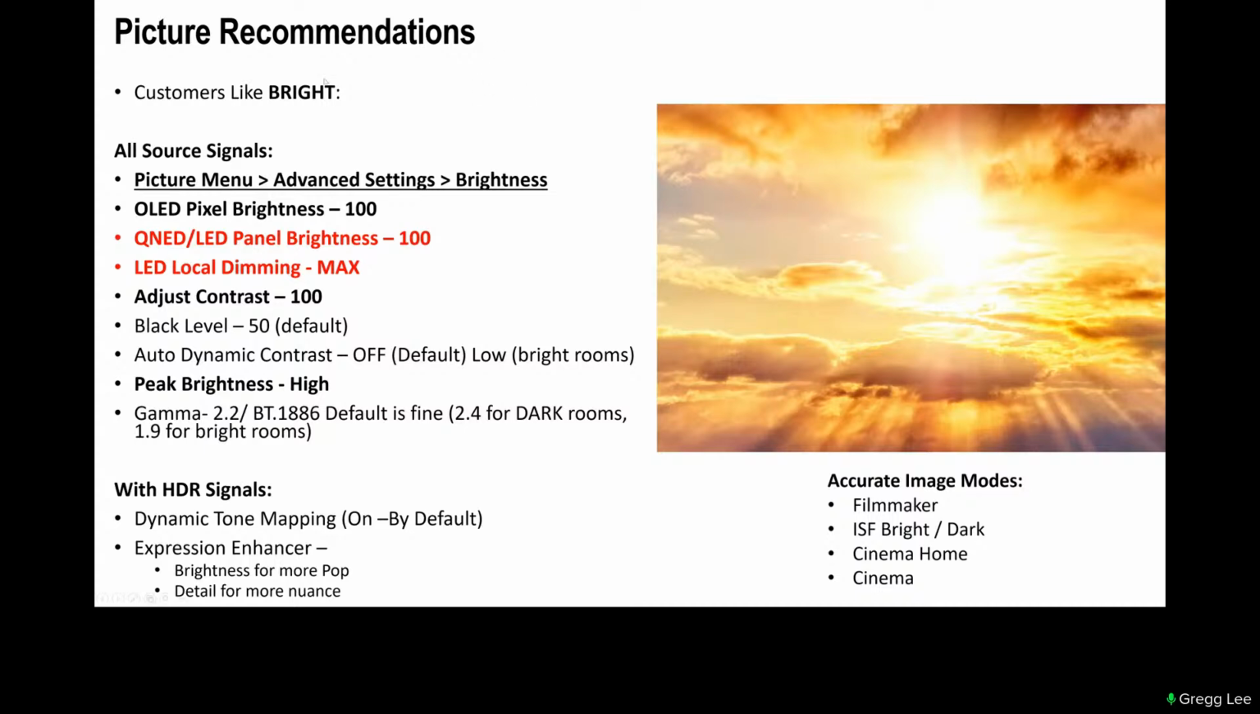So if we go under picture menu, advanced settings, and then go to brightness, this is the picture menu section. The OLED pixel brightness on the OLED TV sits usually around 80. If you crank it up to 100, it will dramatically increase the luminosity and the brightness of the set. If you're on one of our QNED or LEDs, it's going to ask you about panel brightness. Again, you're going to crank it up to maximum. And on those sets, you'll also get an LED local dimming setting. You've got off, low, medium, and high. Max is usually going to be your best choice. It'll give you better contrast and will have typically the best brightness on it as well.